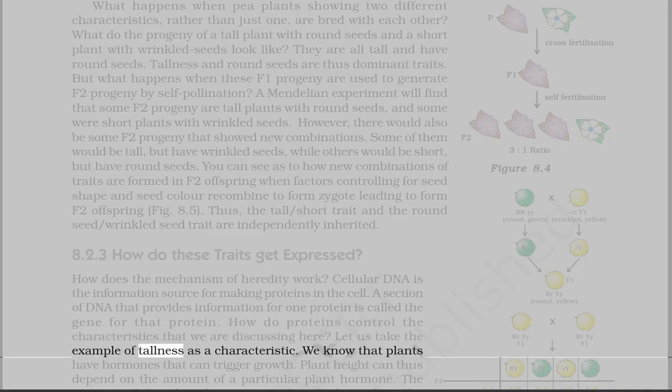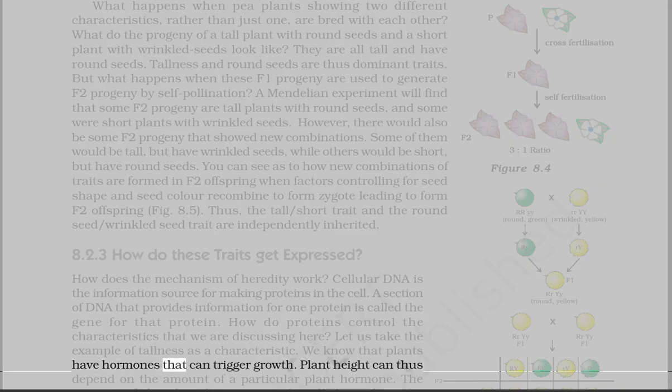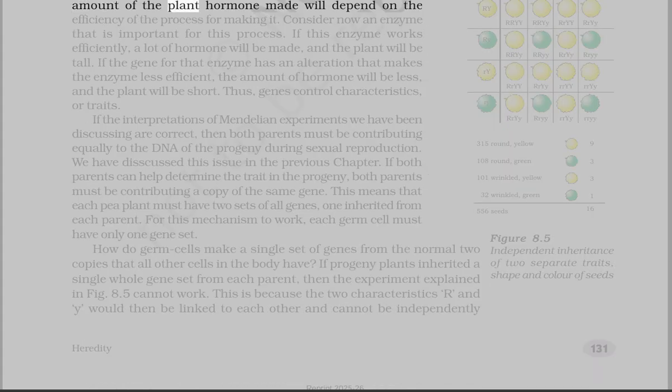Let us take the example of tallness as a characteristic. We know that plants have hormones that can trigger growth. Plant height can thus depend on the amount of a particular plant hormone. The amount of the plant hormone made will depend on the efficiency of the process for making it. Consider now an enzyme that is important for this process. If this enzyme works efficiently, a lot of hormone will be made, and the plant will be tall. If the gene for that enzyme has an alteration that makes the enzyme less efficient, the amount of hormone will be less, and the plant will be short. Thus, genes control characteristics, or traits.